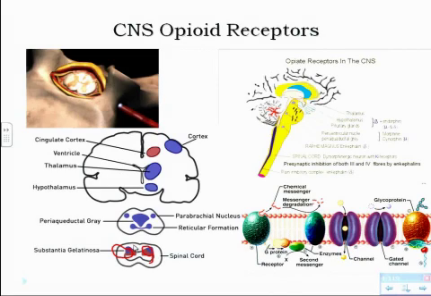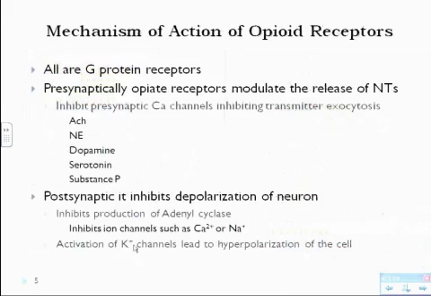Now, the kind of receptors that opiate receptors are mostly, it's that they're G-coupled proteins. Okay, so these are all G-coupled protein receptors. They can be broken down into two kinds of receptors by their location. They can either act presynaptically before the information is even transmitted from one neuron to the next, so they actually can neuromodulate and shut down the release of the neurotransmitter that causes pain, or they can act postsynaptically to inhibit the depolarization. The presynaptic opiate receptor activation inhibits the release of acetylcholine, norepinephrine, dopamine, serotonin, and substance P.